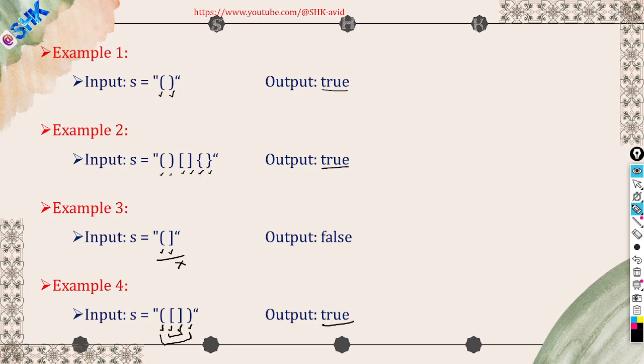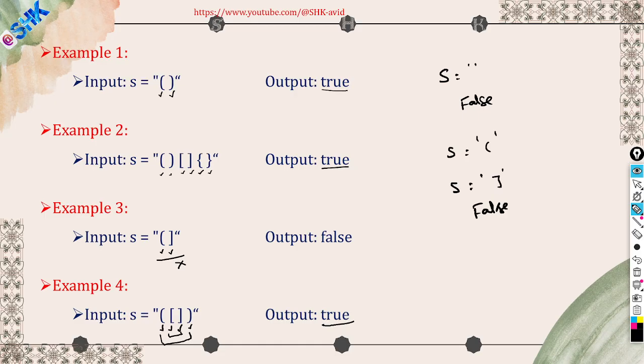Now in a given S, let us consider the corner cases. If S is empty, that means no braces are given, if the length of S is equal to 0, in that case we are going to return false. The second corner case is when S is given only one element, either an open or a closed bracket. Here also we are going to return false. So these are the corner cases we can consider.